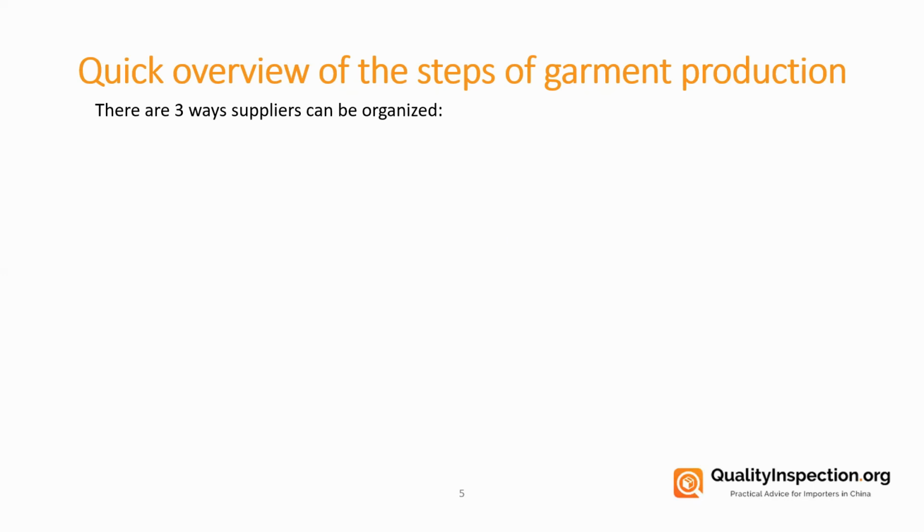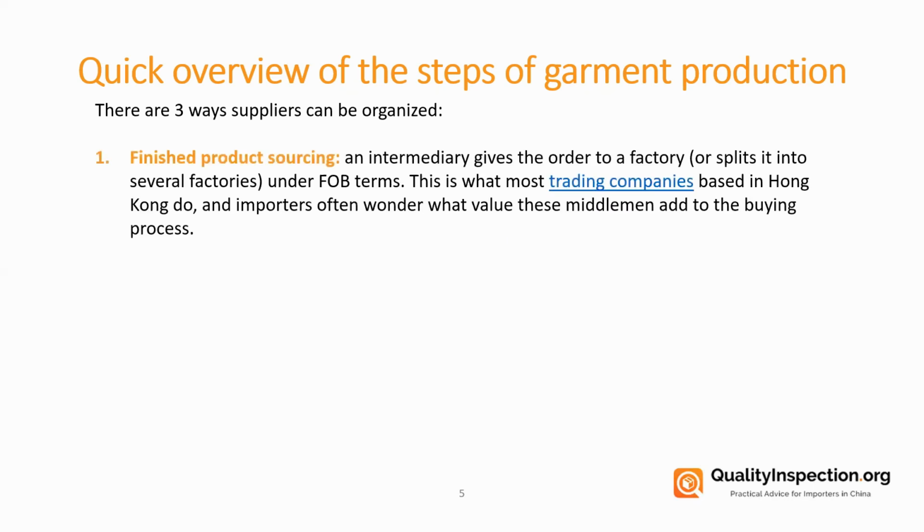We can usually organize suppliers in three ways. First of all, we've got those that provide finished product sourcing. So these guys are actually middlemen, and they'll take your order and give it to a factory or more than one factory that they know under FOB terms. A lot of importers wonder what value this provides. To be fair, these middlemen might have really good relationships with great factories and can get the job done very, very well. But of course, they're going to be charging a markup in comparison to going direct to the manufacturer.